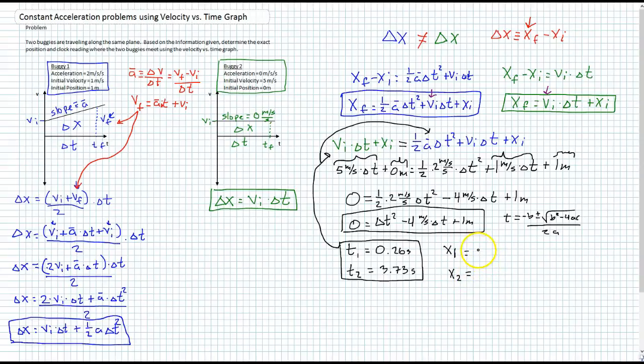Alright, so the first collision happens at a position of 1.3 meters from the origin, and the second one happens 18.65 meters from the origin.